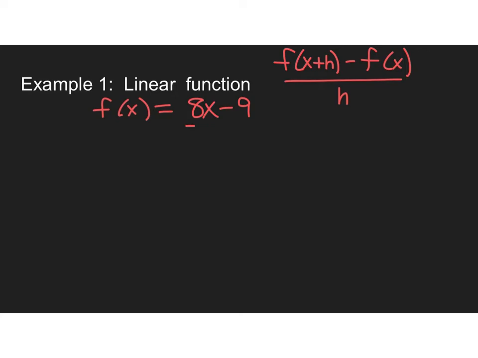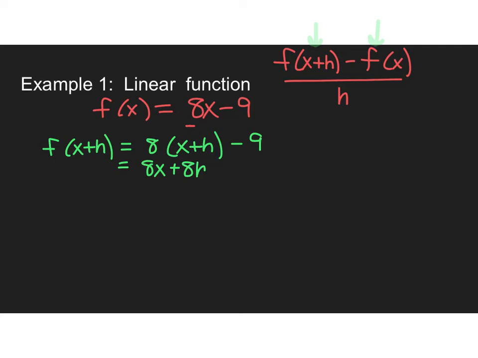So in order to find the difference quotient, we have two parts to our numerator. We need to start by finding the first part of that numerator, which is f of x plus h. So just like with compositions, we are substituting in the x plus h where our x term was. Then we're going to simplify that by getting rid of those parentheses and using the distributive property.